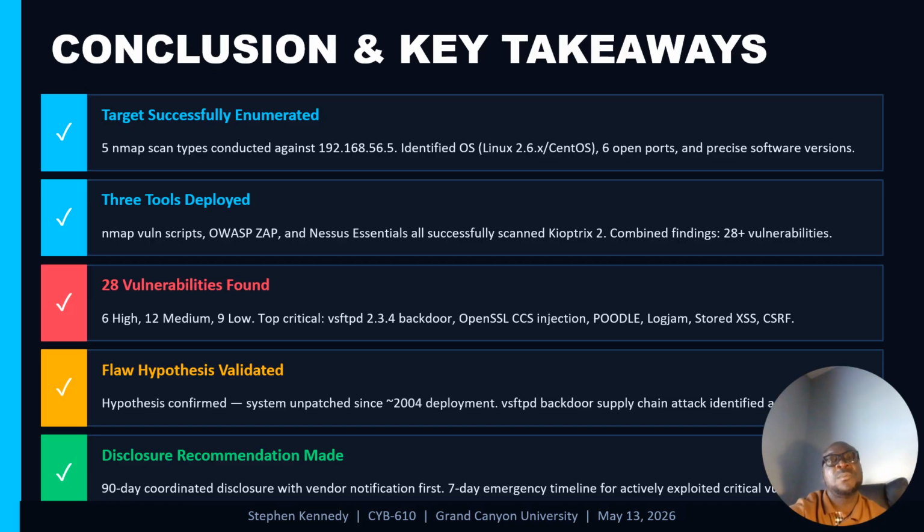My flaw hypothesis was validated. The system has never been patched and uses the default configuration from its original deployment. My disclosure recommendation is a 90-day coordinated window with vendors, accelerated to 7 days for actively exploited vulnerabilities. The key takeaway for our organization is that legacy systems with unpatched vulnerabilities represent the most significant risk to our security posture, and a regular patch and vulnerability management program is essential. Thank you.